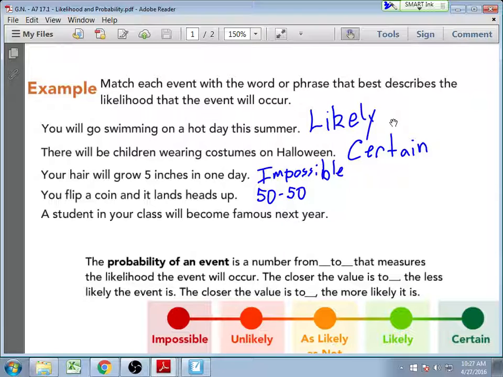And a student in your class will become famous next year. Ashton, what do you think the likelihood of that happening is? Unlikely. Could it happen? Yeah, so it's not impossible. It's just unlikely. And we could say very unlikely if we wanted. We could add that in front of it to tell us it's probably not going to happen. But it could.